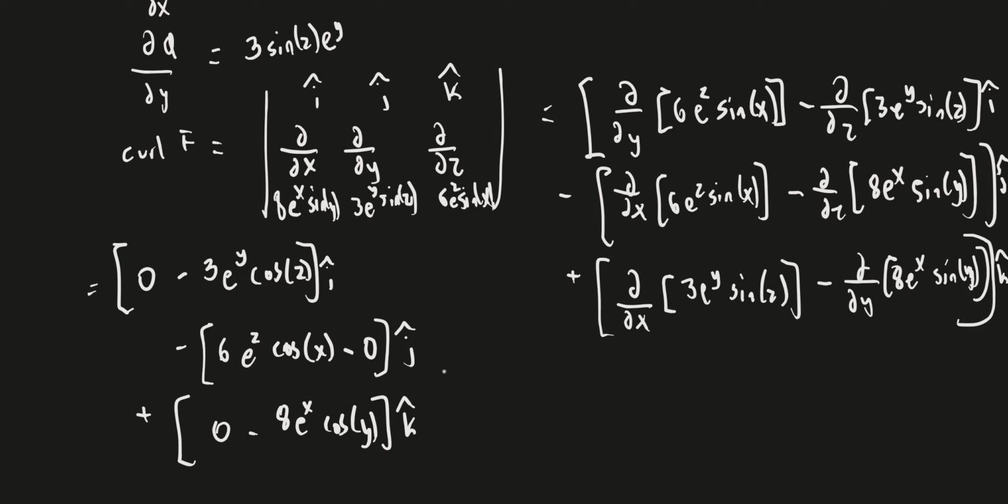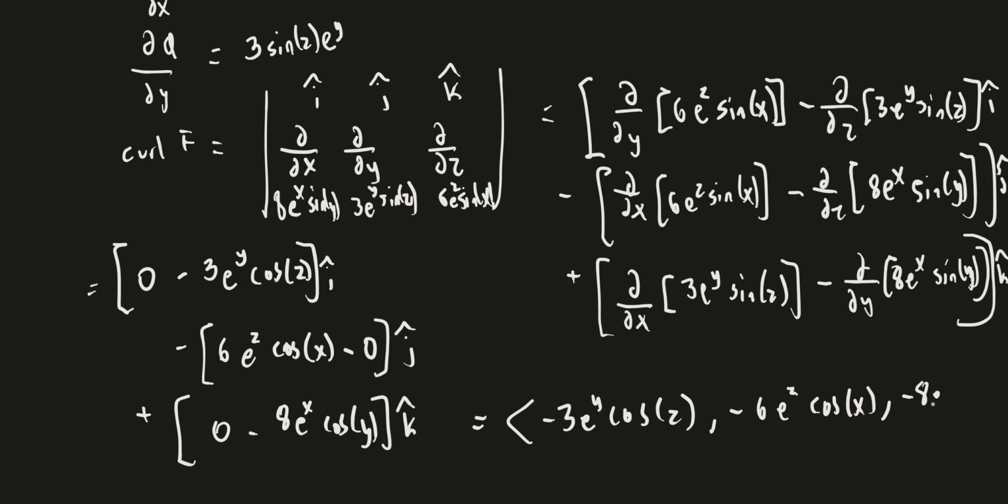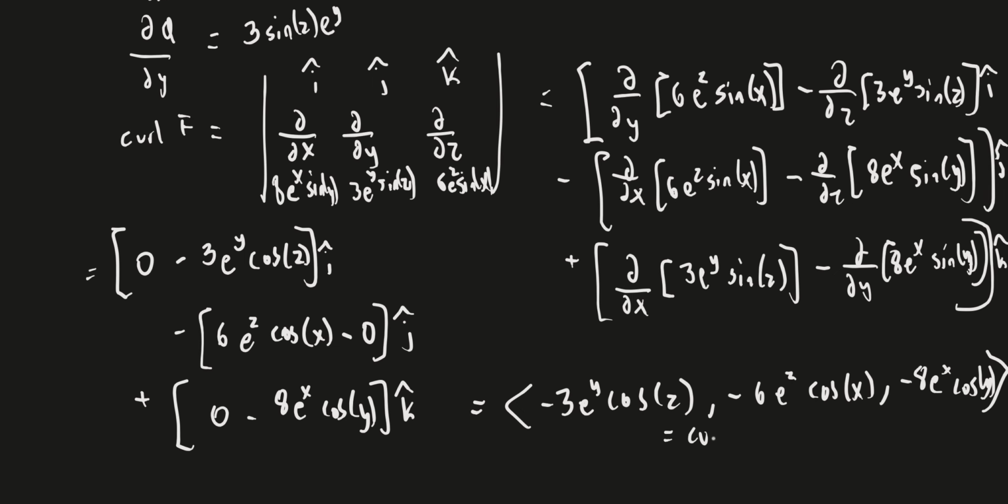Okay. All of this becomes negative 3 e to the y cos z and negative 6 e to the z cos x, negative 8 e to the x cos y. And that is your curl.